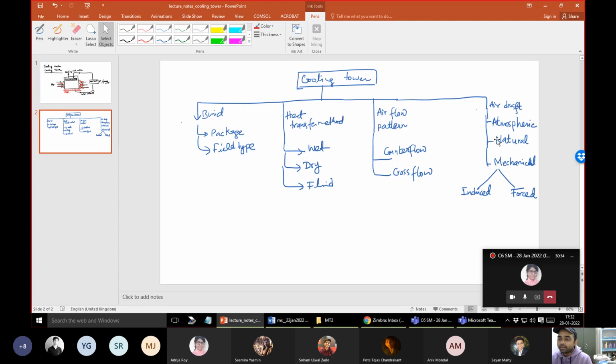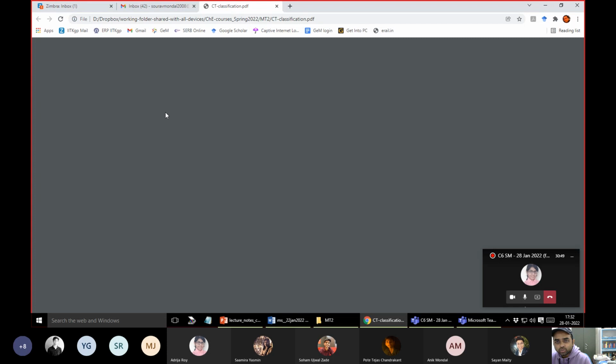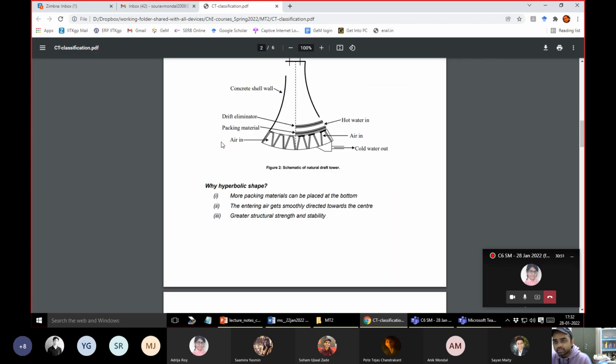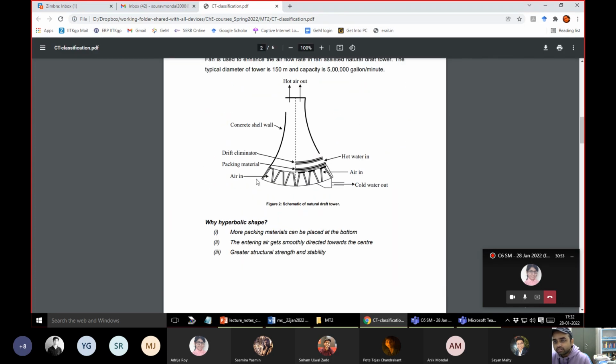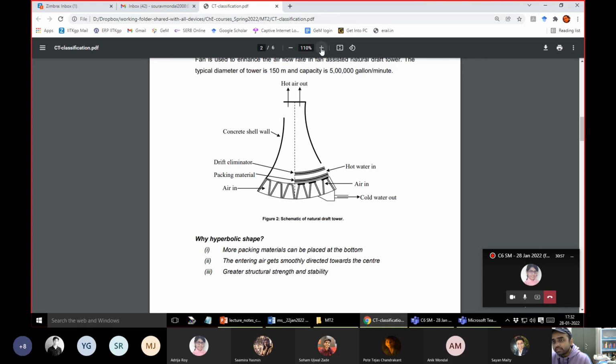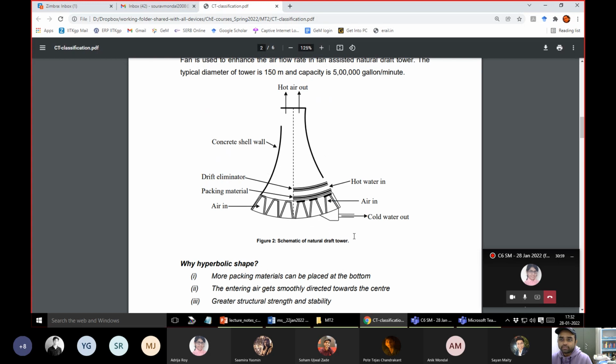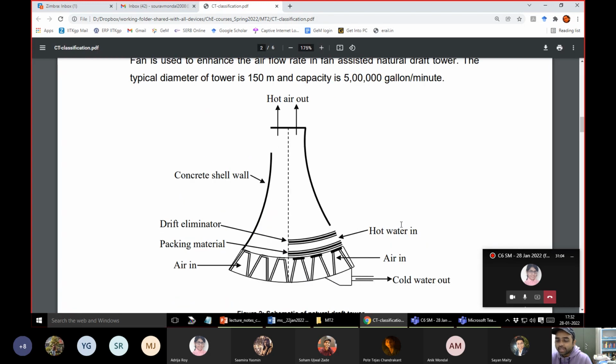Now coming to the air draft mechanism, there is atmospheric, natural, and then you have the mechanical induced or the forced draft. So let me just quickly try to show you some picture of the atmospheric draft. This is the natural draft. Okay, so in the case of the atmospheric draft and the natural draft, if you can see this picture on your screen, this is a picture of the natural draft.